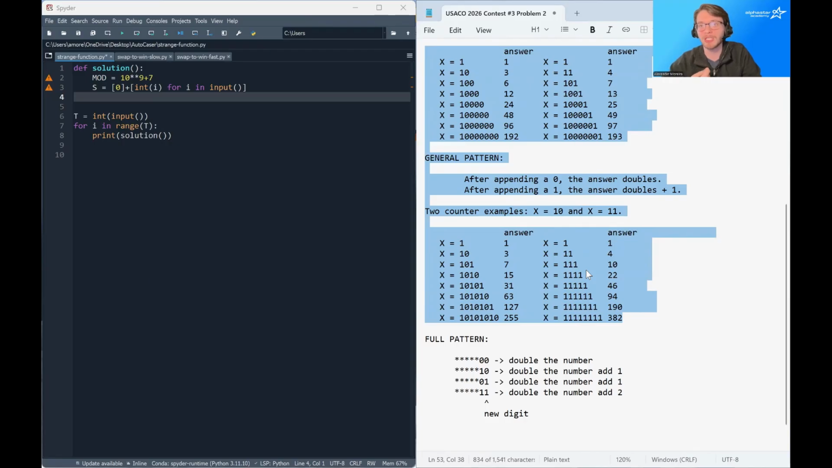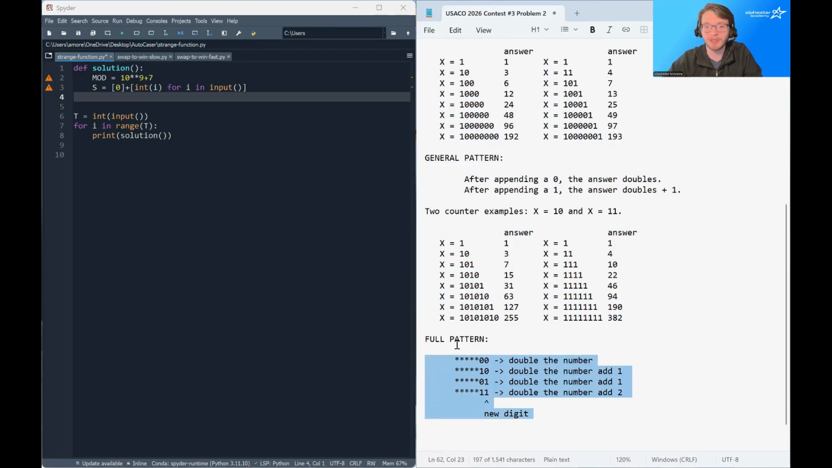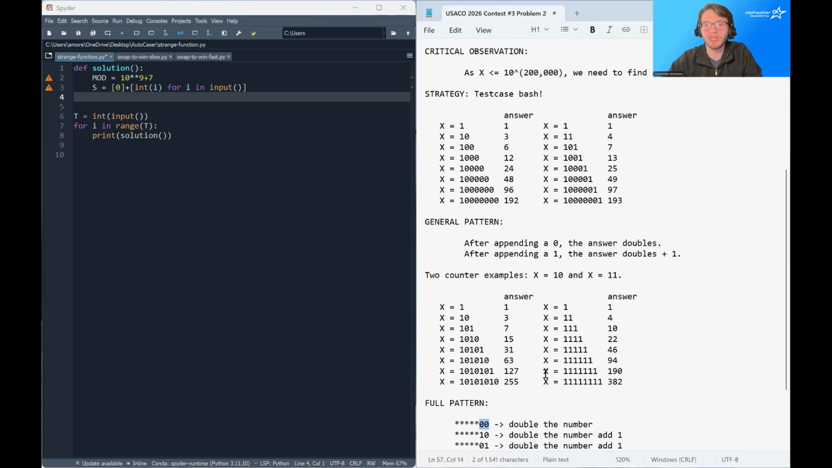Finding this observation is easy if you have all of this data, right? If you are willing to bash out a lot of test cases, given a sufficient amount of time, you can find this pattern. However, if you're just staring at the problem without any data to look at, it's going to be very difficult, if not impossible, to find this pattern. It's a fairly complex pattern that depends on not just one digit, but the two most recent digits that you've added.